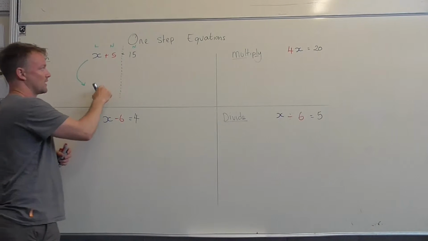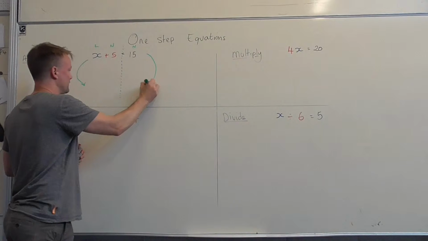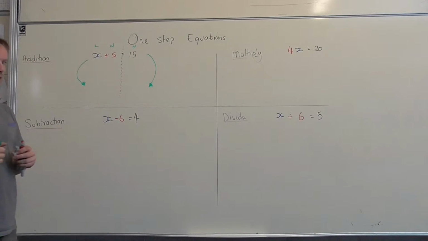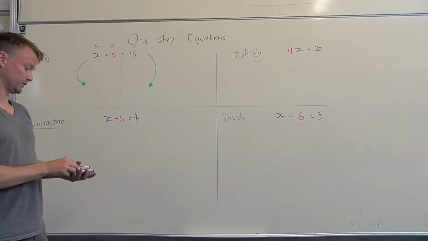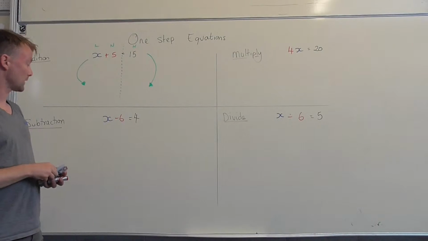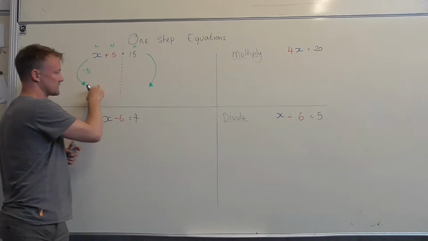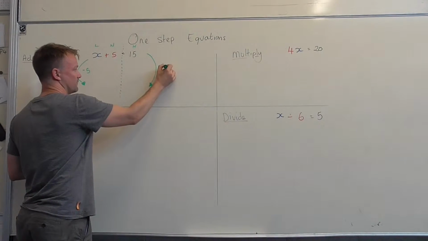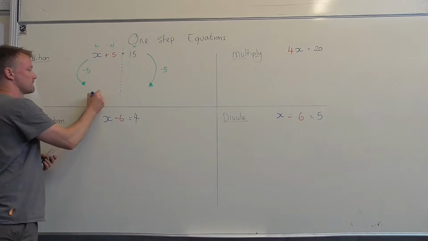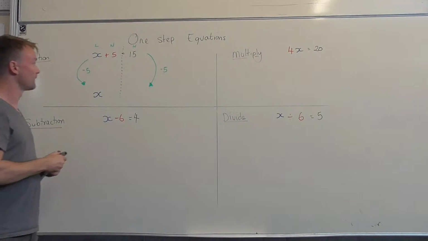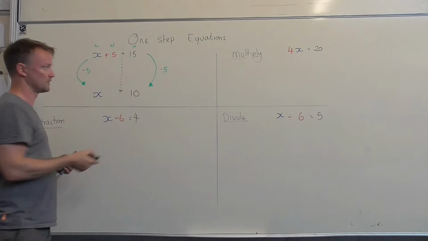And what I do to one side, I'm always going to do to the other. You may be able to work out the answer already, but this isn't about knowing the answer straight off. This is about a process, so when it gets harder, you know exactly what to do. So the opposite of plus 5 would be minus 5. And what I do to this side, I've got to do to the other. So I'm going to take away 5 from this side. Okay? So now this becomes x equals 15 take away 5, which should give you the answer of 10.